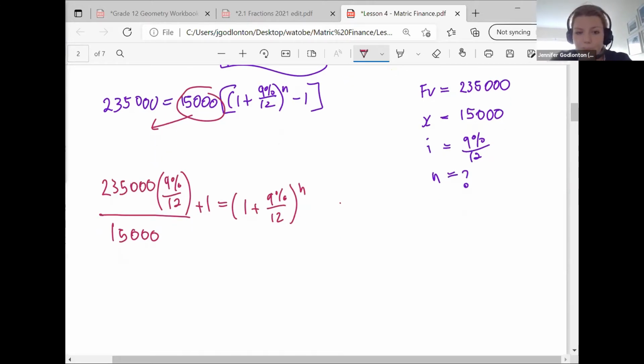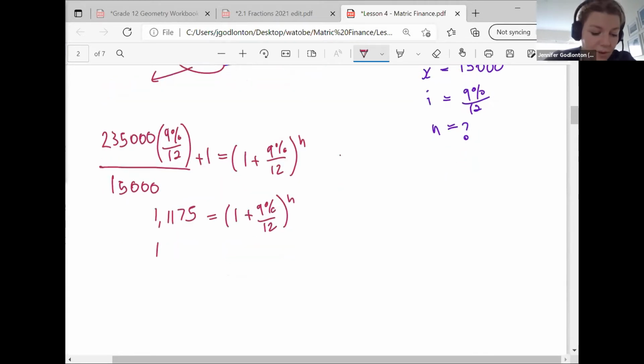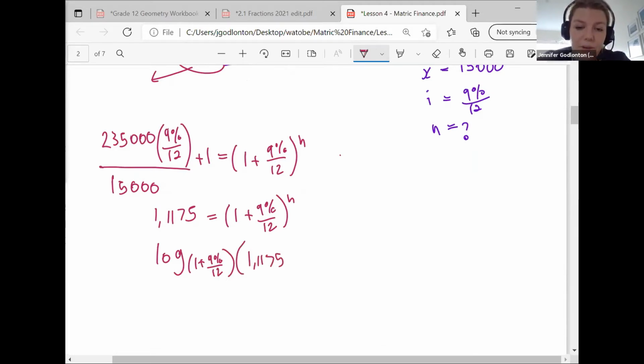Okay, cool. Then we can chuck that all in. This all became 1,1175, and that was equal to 1 plus 9% over 12 to the power of n. Then we can chuck it into our logs. So log of 1,1175 over log of 1 plus 9% over 12 is equal to n, which means n is 14,87 payments. Okay.